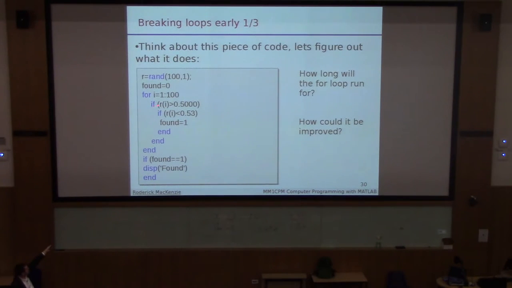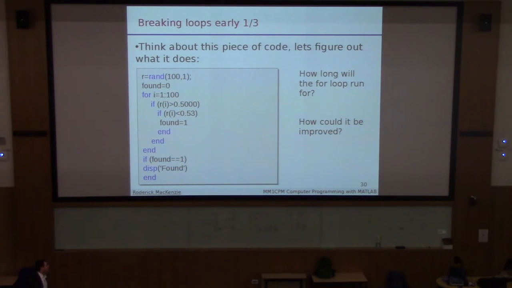Then we go with this if statement. If the ith value of r is bigger than 0.5, then if the ith value of r is smaller than 0.53, found equals 1, end. So the if block is this, basically, and we will only set found equals 1 if the ith value of r is between 0.5 and 0.53. Then at the end, if found equals 1, found. So what this algorithm is doing, it's a little bit silly, but it's a good example of an algorithm you might need to write: it's searching an array for a value. And if there's a value between 0.5 and 0.53, then it says I found the value.